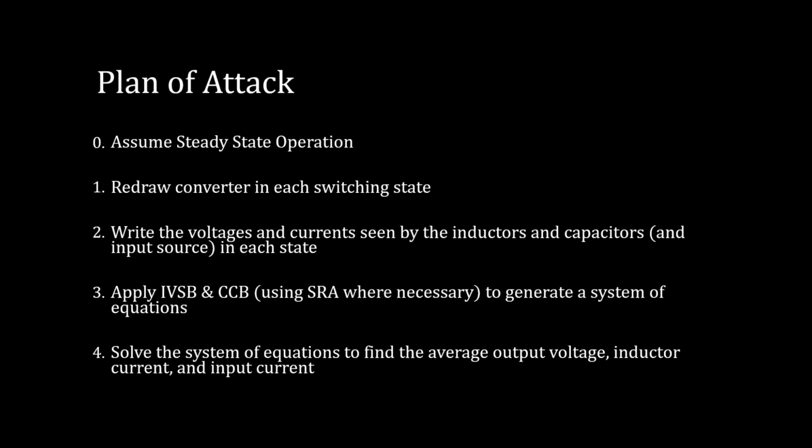And the number of equations will work out, right? So you won't ever end up with a situation for most converters where you have too few equations and not enough variables. For every variable you need, you'll have some kind of equation to derive that. So this is the system you should do every single time. Every single time you get a converter, this is what you do. Assume steady state operation, redraw the converter, write the voltages and currents, apply IVSB and CCB, and then you just solve it, right? That gives you the DC voltages.